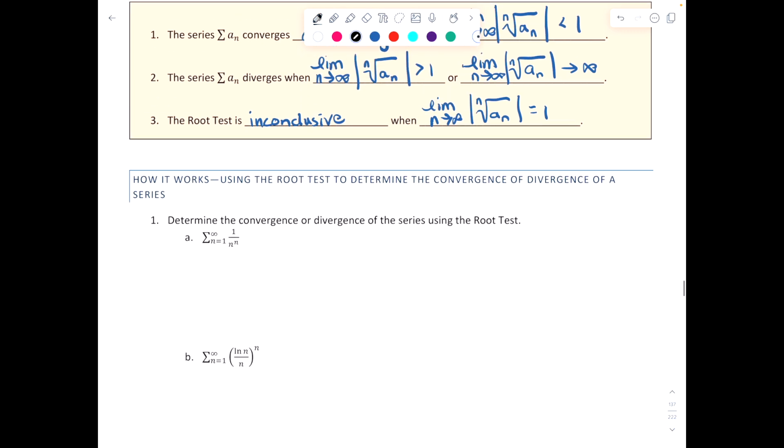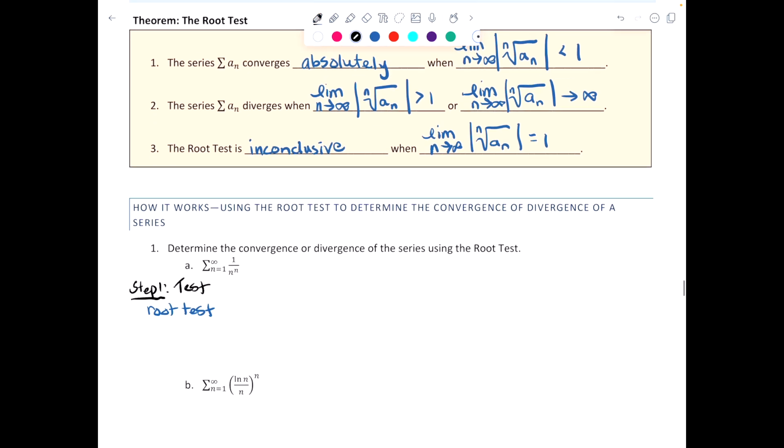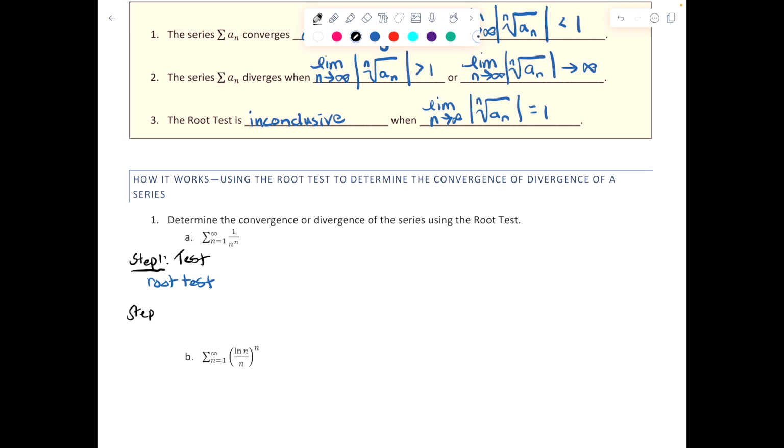Here we go. Step 1, what's our test? It's the root test. And the nice thing about the root test is there's really no conditions. So step 2, conditions, it just has to be a series. So the summation as n goes from 1 to infinity of 1 over n to the n is a series. And then step 3, run the test.